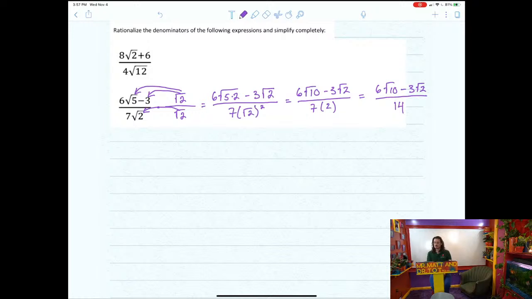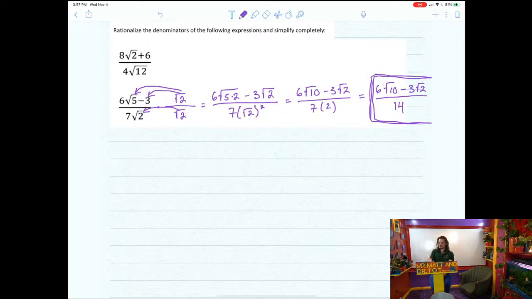So 3 is prime and it's odd. 6, there's no factor that goes into 3, 6, and 14. So therefore this is already in simplified form. The 10 is only divisible by 2 and 5, so it's not going to result in any pairs underneath the radicand that would simplify any further. So this is your final answer: 6 root 10 minus 3 root 2, quantity divided by 14.